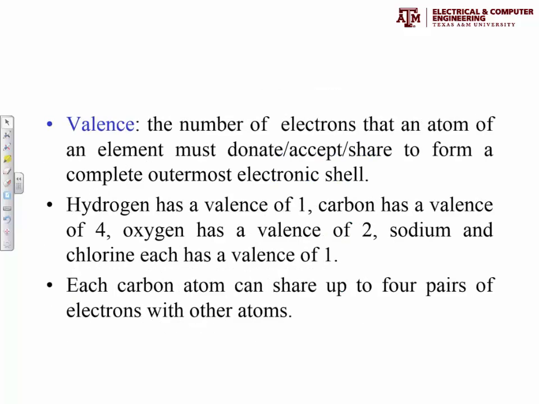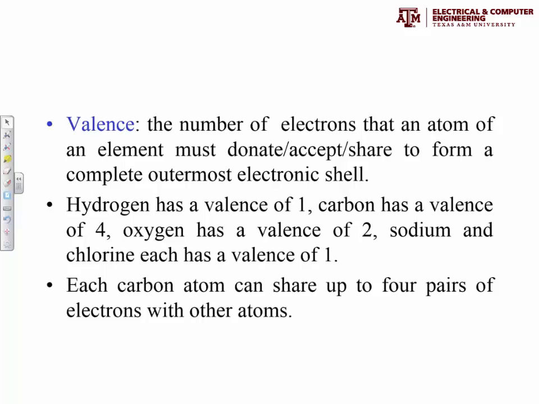Okay, so now we define valency. Valency is the number of electrons that an atom of an element must donate, if it is an electrovalent bond, or must accept. Donate would be in the case of sodium, and accept would be in the case of chlorine, like the example that I just gave. Or share, in the case of carbon and hydrogen, to form a complete outermost electronic shell.